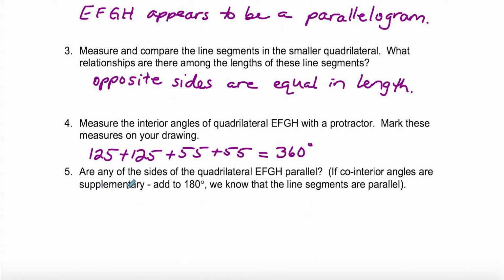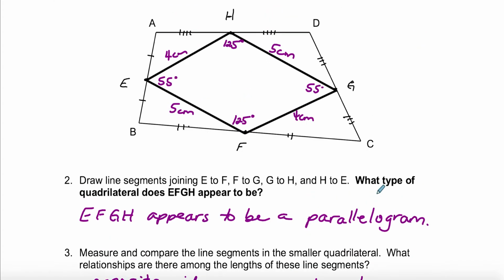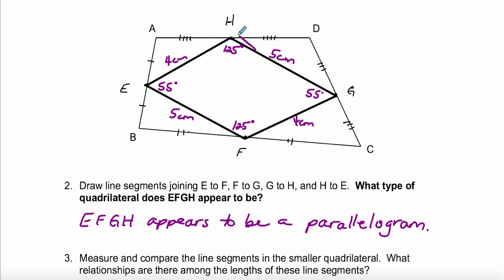And then, are any of the sides of the quadrilateral parallel? We learned this co-interior property: if co-interior angles are supplementary, or they add up to 180, we know that the line segments are parallel. When I look back at this C shape, remember this C shape we talked about before? When I look inside the C, 125 plus 55 is 180. So I know that the lines are parallel, and I'd be able to mark opposite sides with little arrow symbols to show that the opposite sides are parallel, and we do have a parallelogram.